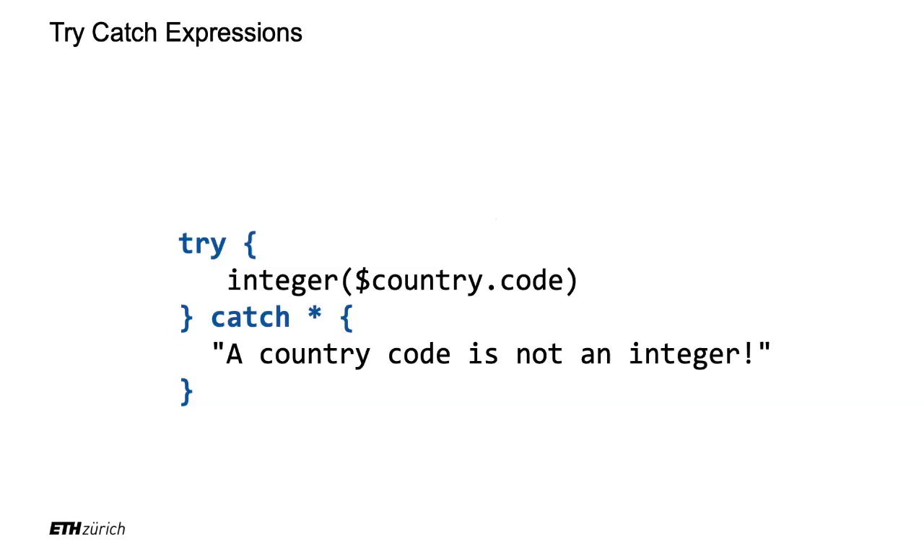Imagine that you divide by 0 or something like that. Then you can make sure that it doesn't crash the whole thing with an error, but you recover from it. For example, imagine that you have country code, and then somewhere in your data set, it turns out that it's not an integer, and you try to cast it to an integer. Well, instead of throwing an error, you instead return a string, right? So that's what it does.